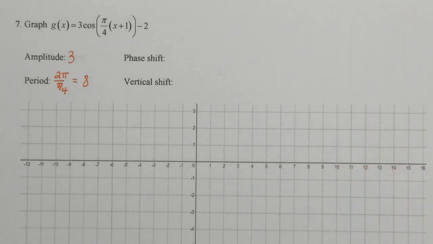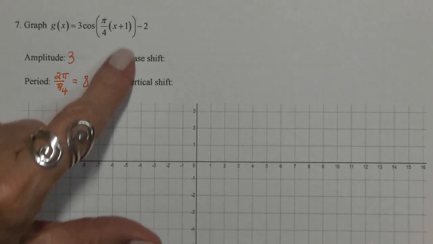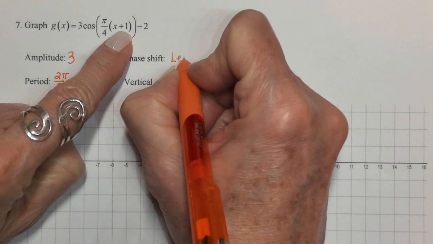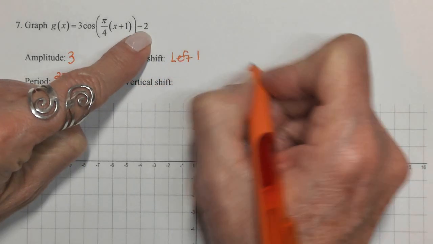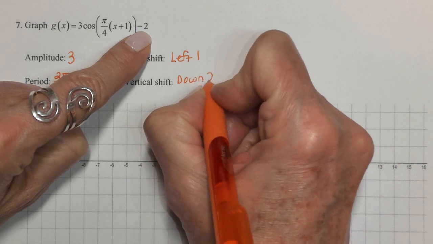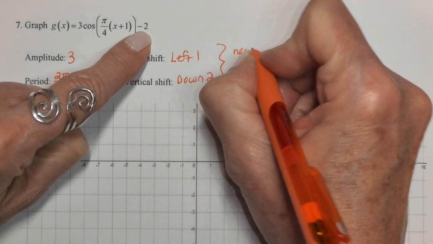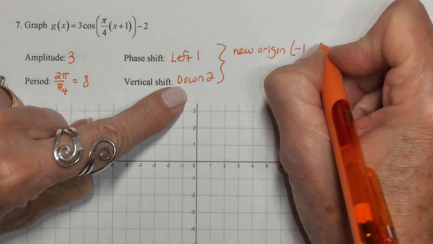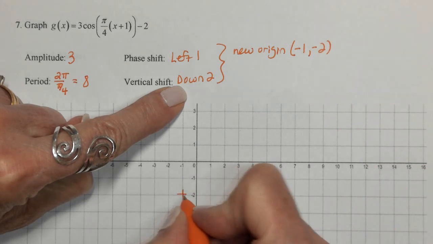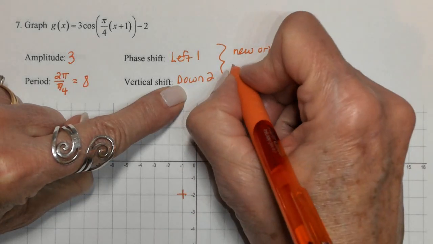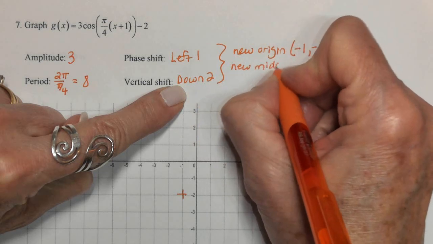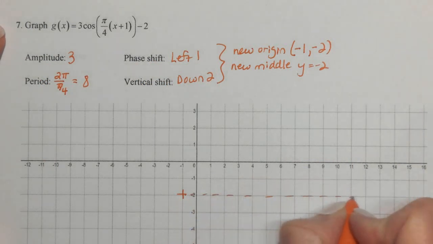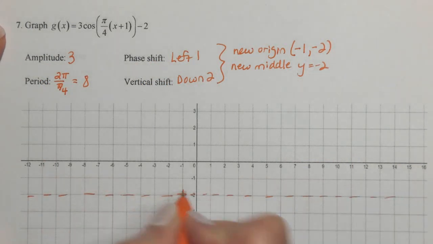Now for the phase shift. Okay, so the phase shift is to the left 1, and the vertical shift is down 2. That makes our new origin -1, -2. And our new middle line, y is -2, so I just draw my dashed line there. Every time. It helps you see the graph.